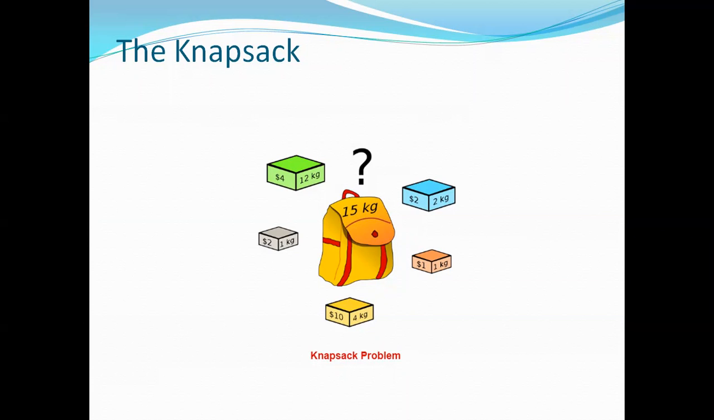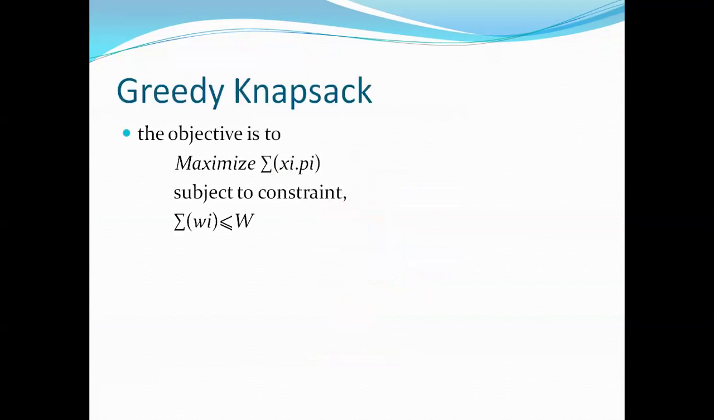The constraint in this problem is such that the weight of the selected items should be less than or equal to the capacity of the bag, as well as the profit gained from the selected items should be maximum as much as possible. This is called the knapsack problem. The greedy knapsack forms an objective function which aims at the maximization of the profit gained by the selection of the items, subject to the constraint that the summation of the weights of the selected items should be less than or equal to the total capacity of the bag.